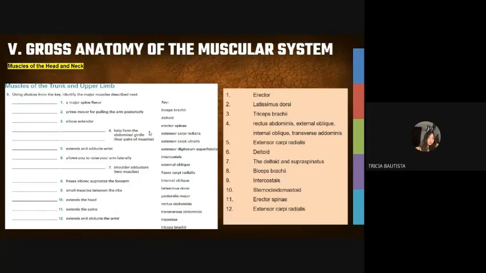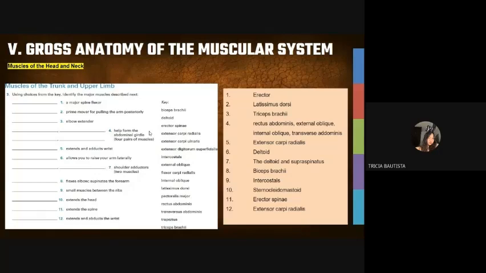For the muscles of the trunk and upper limb, number 1, we have a major spine flexor. The keyword is erector. Second, prime mover for pulling the arm posteriorly is the latissimus dorsi. Third, elbow extender, which is also known as triceps brachii. Number 4, help from abdominal girdle. 4 pairs of muscles. These are the rectus abdominis, external oblique, internal oblique, and transverse abdominis.